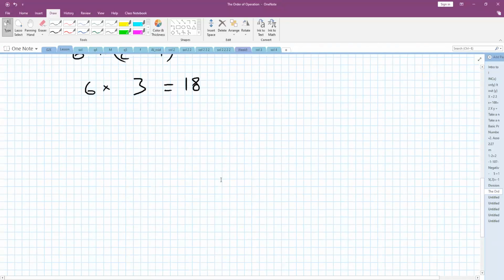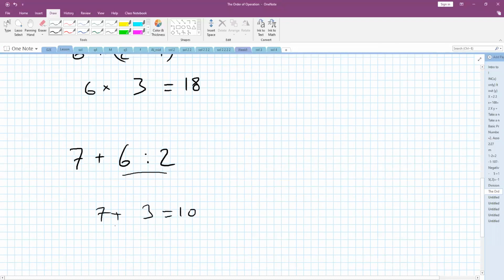Now let me give you another example. What about 7 plus 6 divided by 2? 7 plus 6 divided by 2 is 10. Okay, so how did you get that number? You told me that division is a higher level than addition. So you have to do the division first. Then I did 6 divided by 2, which made 3, and 3 plus 7 makes 10.